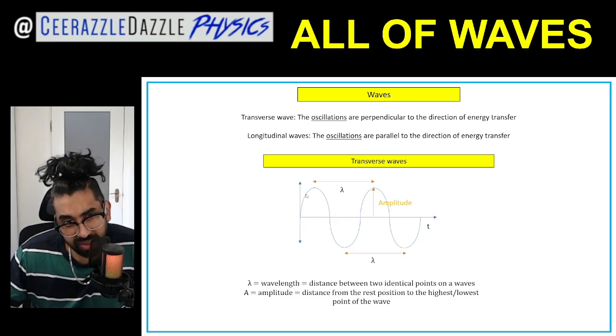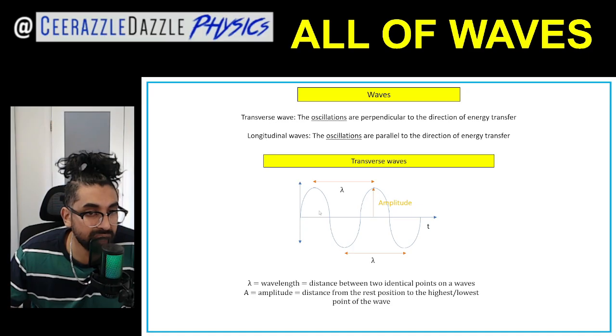Here is a picture of a transverse wave. It goes up and down. The distance from one point to the next identical point is called the wavelength. In this diagram I've drawn it from peak to peak, but it's the same distance from trough to trough, or from there to the next cycle. That's all the wavelength. The amplitude is the distance from the central rest position to the peak over here.